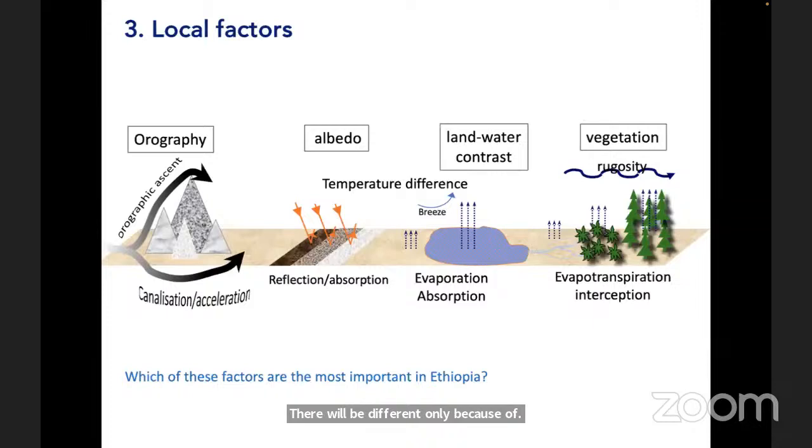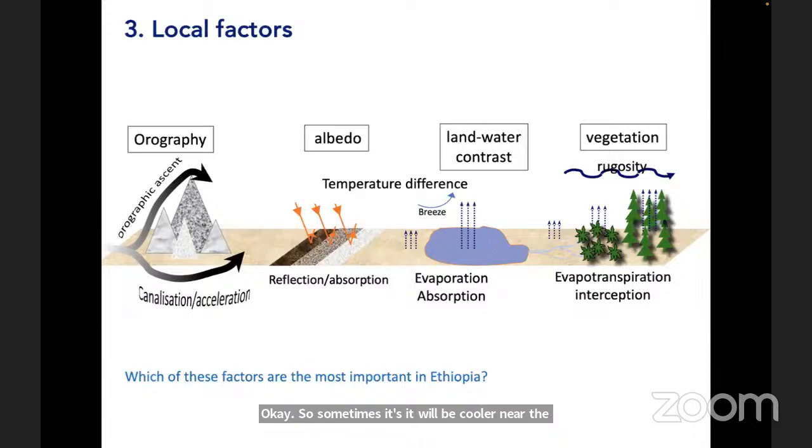The other one is, of course, proximity to a water surface, either a lake or a sea or an ocean, that also modifies the local climate. This is the idea of sea breeze and land breeze. Sometimes it will be cooler near the water body because of the wind coming from the water body.